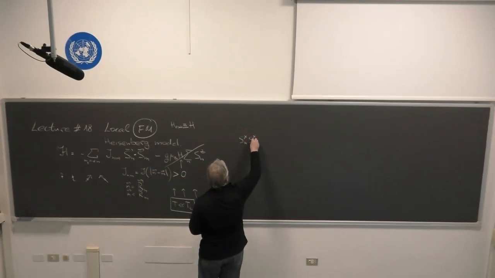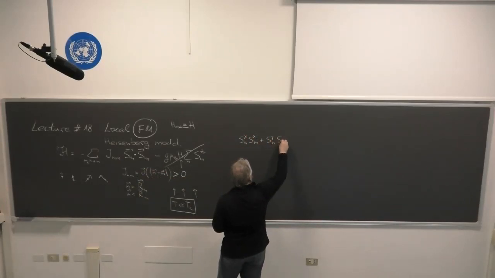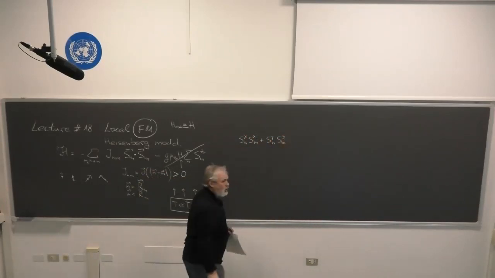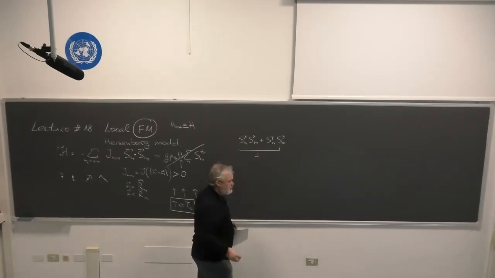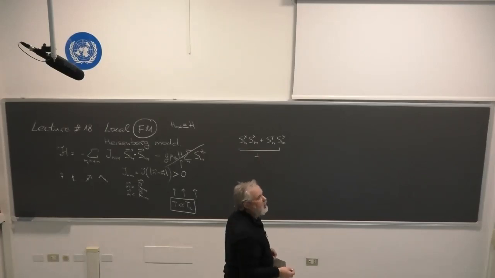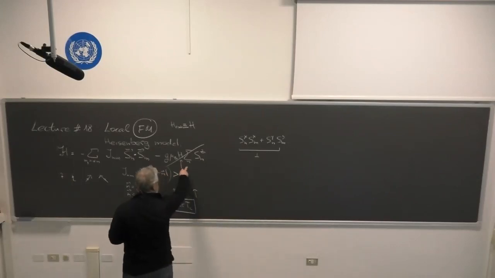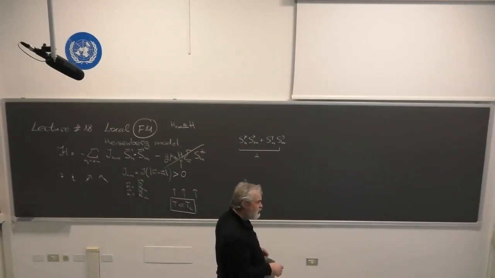S^x_n S^x_m plus S^y_n S^y_m. As usual, we separate the transverse part, this is the transverse part, and the longitudinal part, which is zz. And separation into transverse and longitudinal is due to the magnetic field. As I said, I assume from the very beginning that there is an infinitely small magnetic field applied to the system. I choose the direction of my z-axis along the direction of the magnetic field.